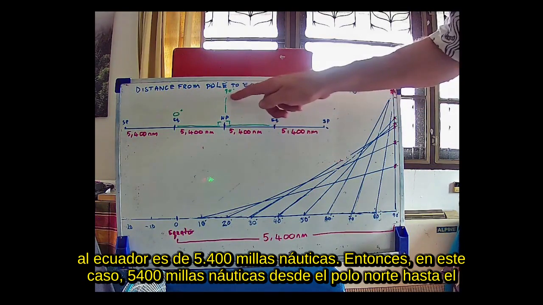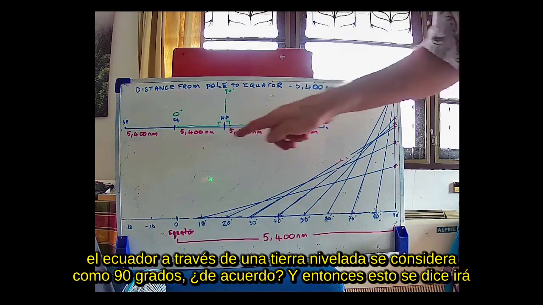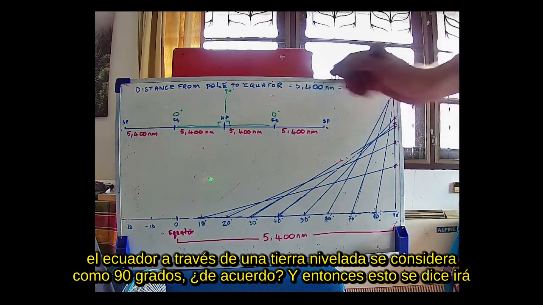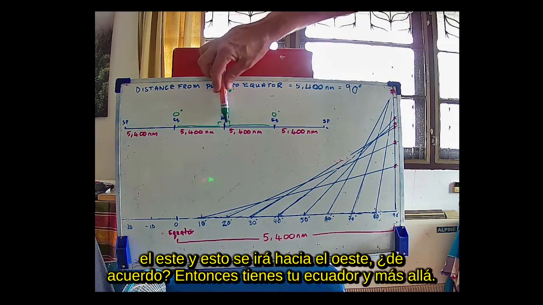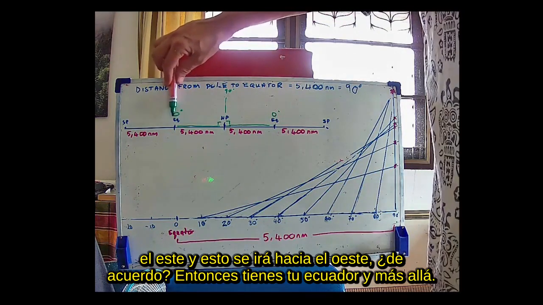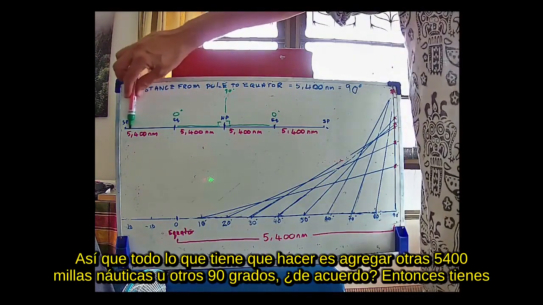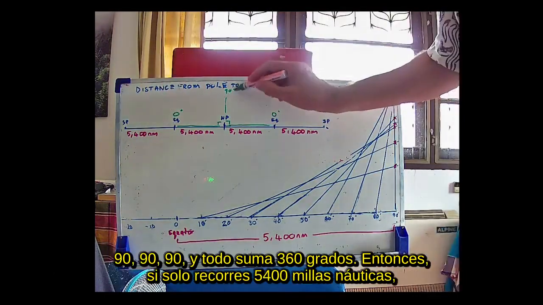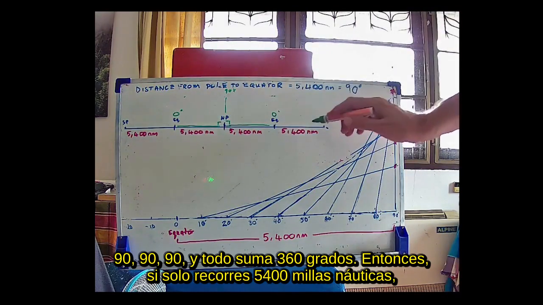So in this case, 5,400 nautical miles from the North Pole to the equator across a level Earth is considered as 90 degrees. Okay, and so this would be going off to say the east, and this would be going off to the west. All right. Then you've got your equator and beyond. So all you do is just add another 5,400 nautical miles, or another 90 degrees. Okay. So you've got 90, 90, 90, and it all adds up to 360 degrees.